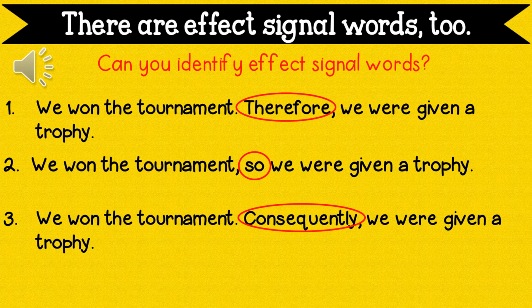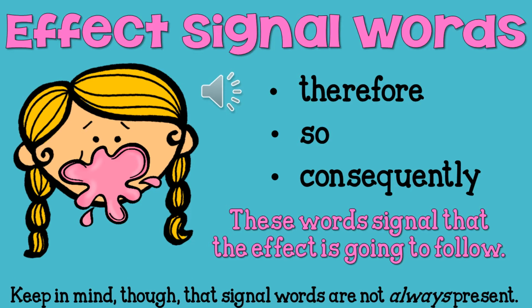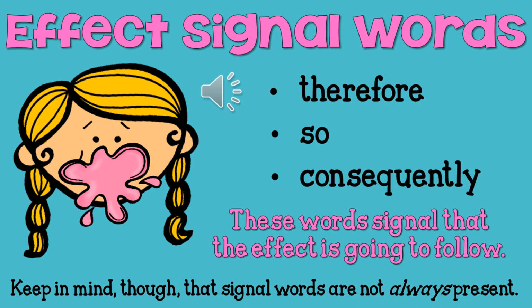Look at these 3 sentences on your paper. Can you find the signal word to help us find the effect in the sentence? Circle those signal words in your sentences. There are also signal words for an effect. Some of the signal words for effect are therefore, so, consequently. These words signal that the effect, or what has happened, is going to follow. Keep in mind, these words are not always present.